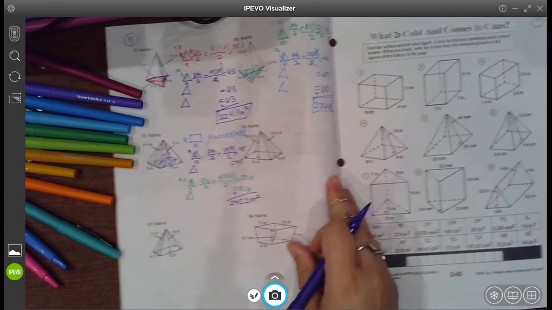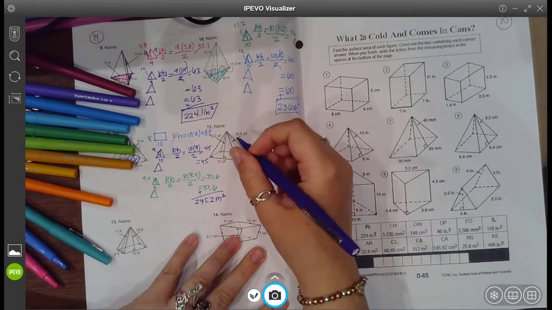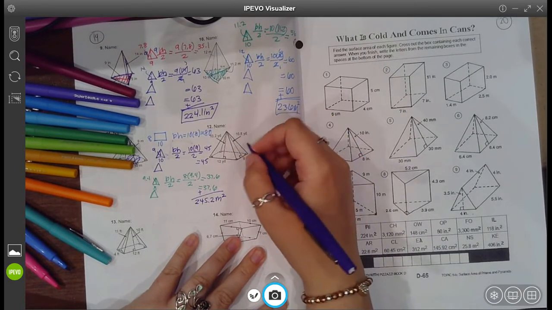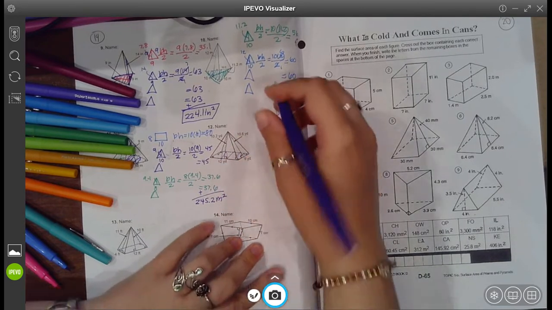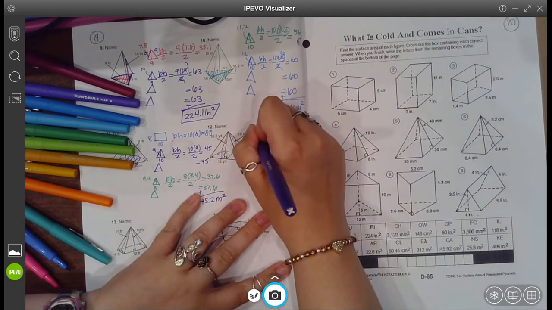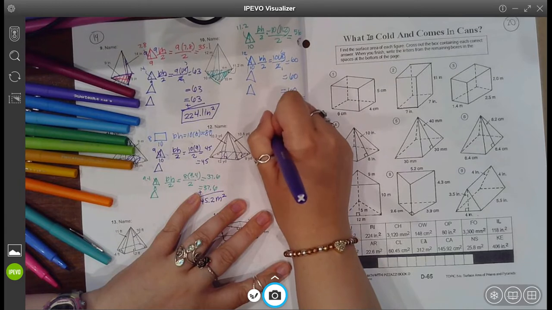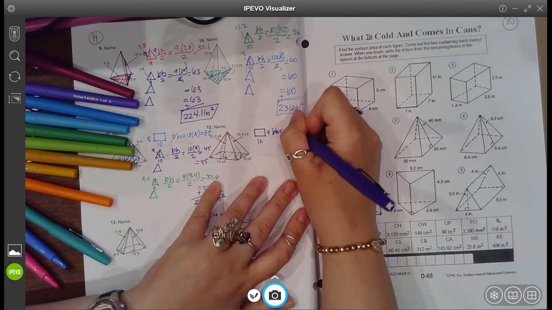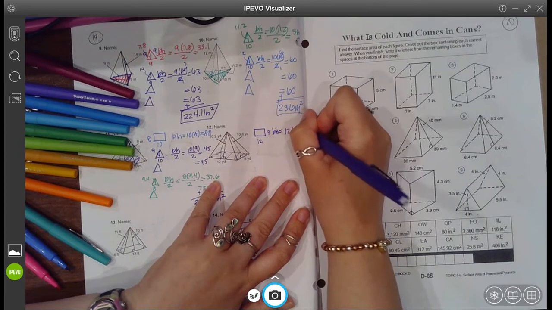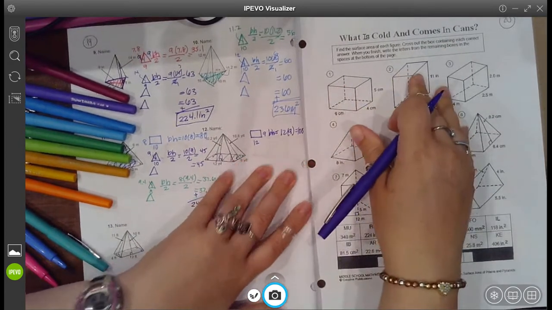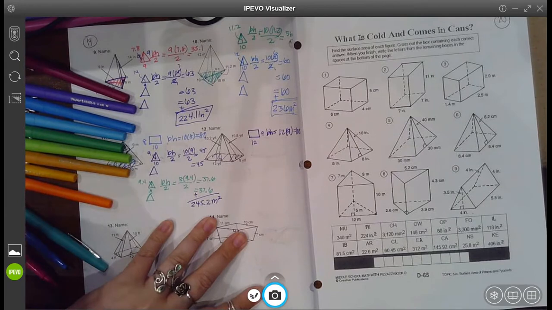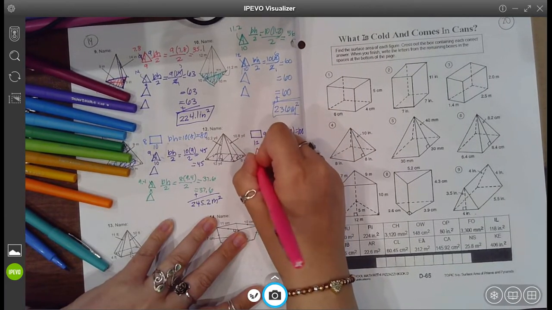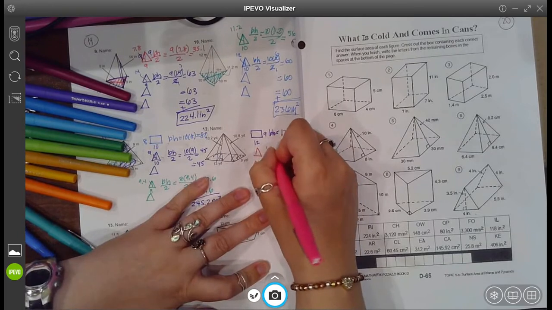Let's do the next one. Okay, what type of pyramid is this? It's a rectangular pyramid because it has a base shape of a rectangle. And that rectangle has a base of 12 and a height of 9. So when you find the area of those, 12 times 9 is 108. Okay. How many triangles should be coming off of it? Well, since it's a 4-sided figure, there should be 4 triangles coming off.